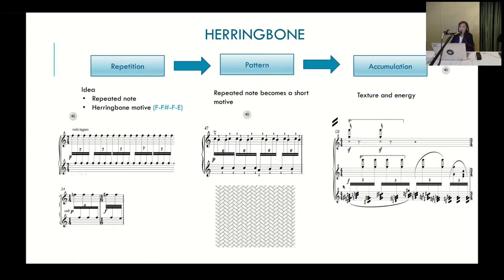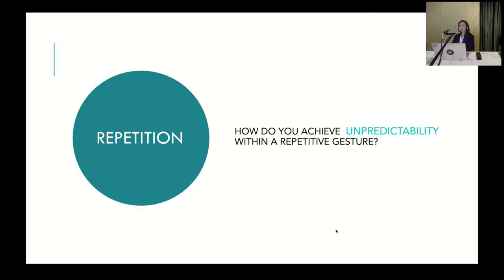Yeah, so that's the whole idea, in a very short explanation of that repeated note idea. I have a motif, and this motif becomes extended into a longer pattern. With this pattern, I accumulate texture and energy, and finally towards the end of the piece the whole range of the piano is used to end the entire work. So the idea of repetition, pattern, and accumulation is used here in this piece, Herringbone.